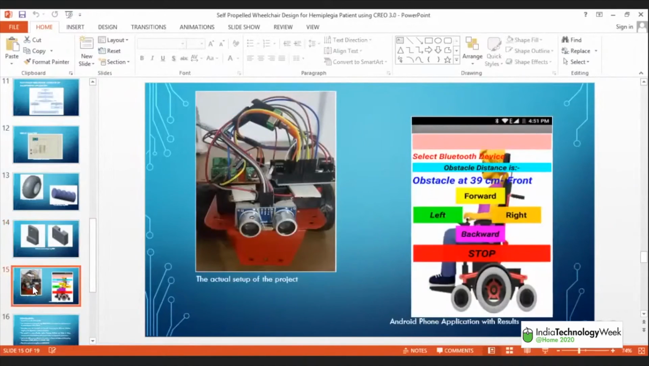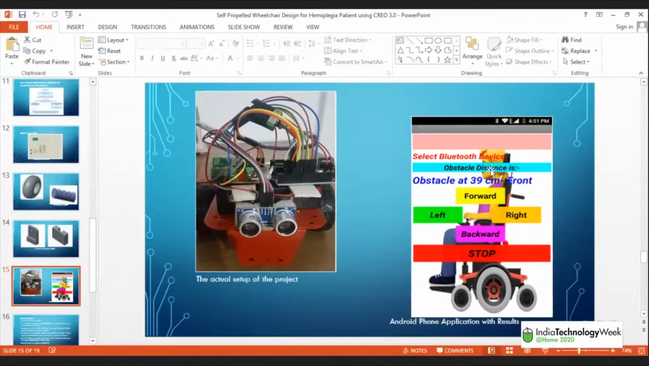On the screen you can see two images. The one on the left hand side is the actual setup for the project. The detectors were placed on the front and the back side of the seat, right, and the rest of the battery and setup was placed just below the seat, right? If you can make out, I had shown you a screenshot of this Android phone application before. At that time, there was no reading here.